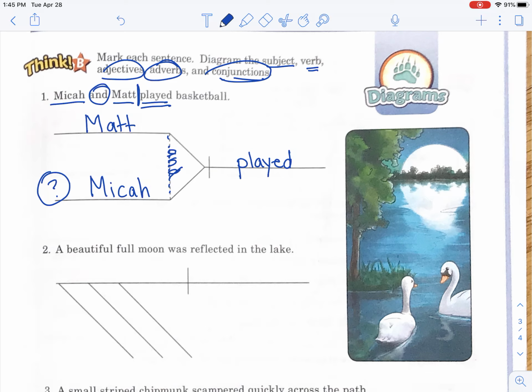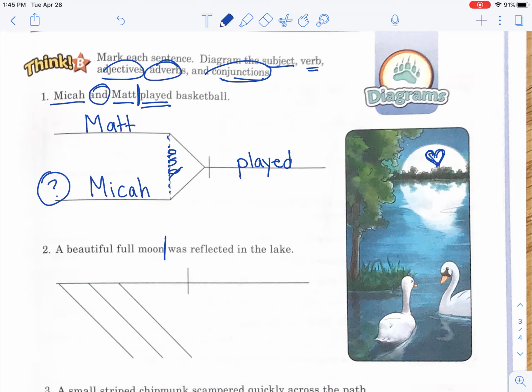Here we go. Number two. A beautiful full moon was reflected in the lake. There it is. So let's look at our sentence. The beautiful full moon was reflected in the lake. There's the subject: the beautiful full moon. What did it do? It was reflected in the lake.